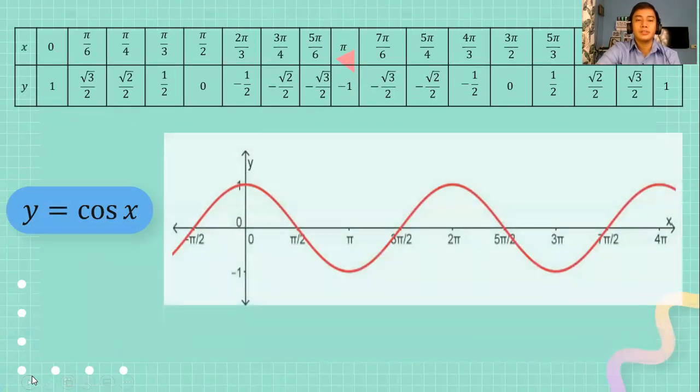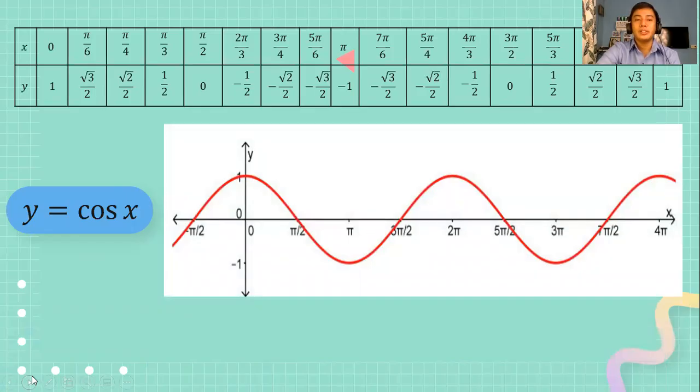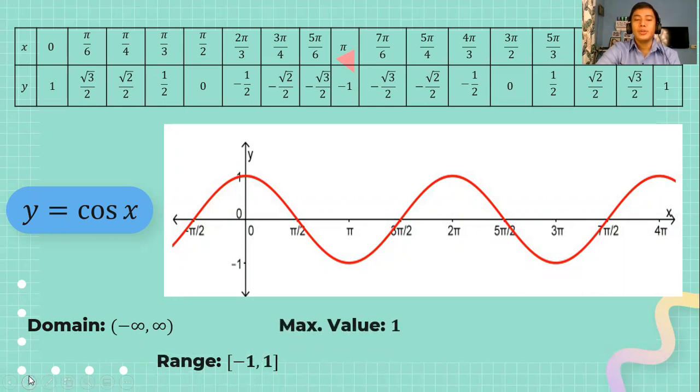So let us try to observe and compare the table of values from its graph. The domain is the same as the sine function. It is infinite, no? On both directions across the x-axis. So our domain is negative infinity to positive infinity. For the range, we have the same, -1 and 1. So therefore, the maximum value is 1 and the minimum value is -1. Notice that it does not exceed these values.